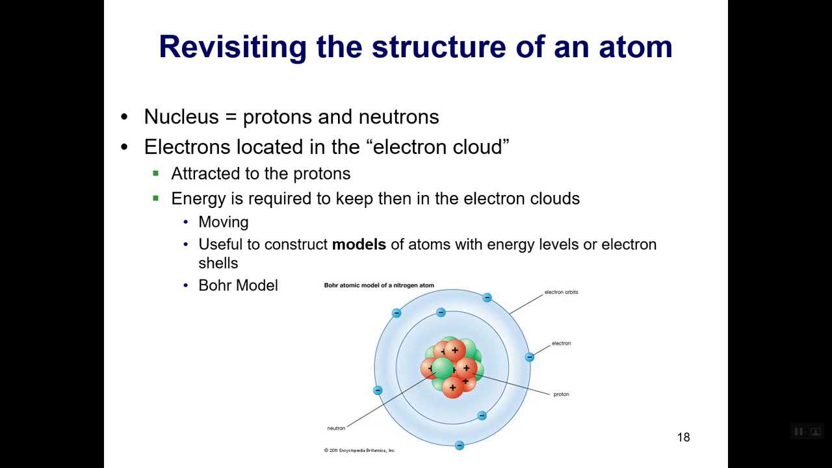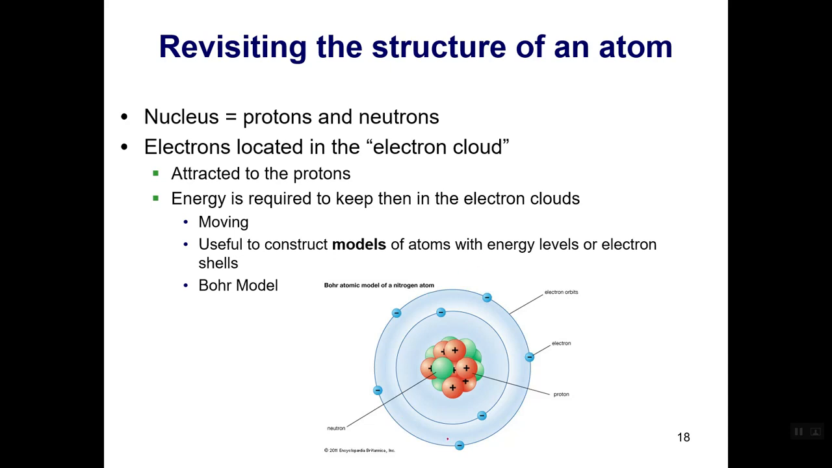Okay, so let's revisit the structure of an atom before we move forward, just to keep our memory jogged of how these things look. We have a nucleus in the center of the atom that houses our protons and neutrons. Protons are in red, neutrons are in green here. Then we have electrons that are located in the electron cloud.